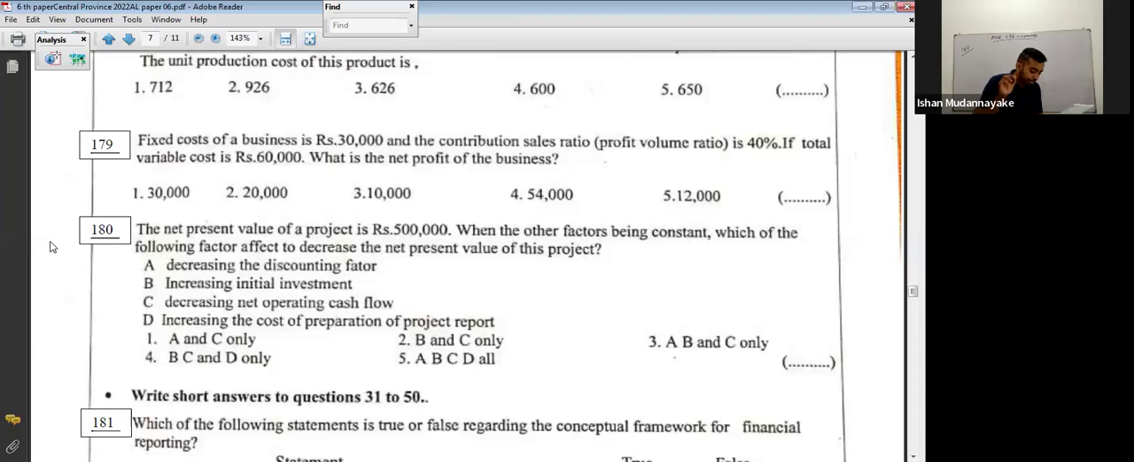Here, the factors affected to decrease net present value. D, increasing the cost of the preparation of the project report. Now, that is a sunk cost. The project report will not impact the evaluation of the project. Here, the answer should be B and C only. Please adjust C as decreasing net operating cash inflow. Then the answer should be B and C, the factors affected to decrease net present value.